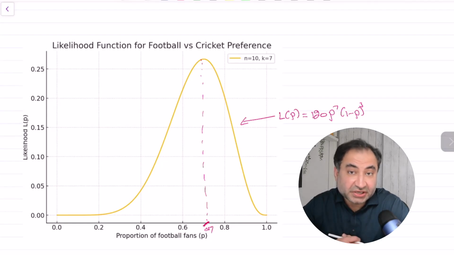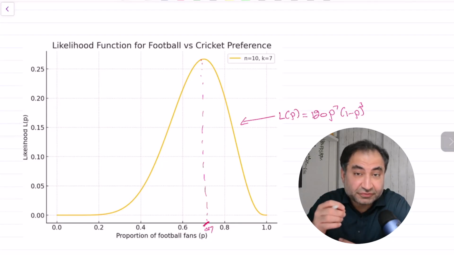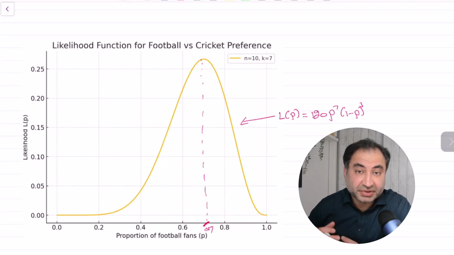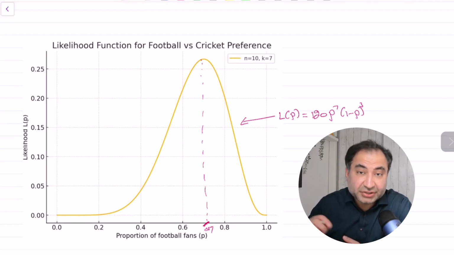However, in reality, we wouldn't need to plot this, because we use calculus. We take the derivative of the likelihood function, and that will give us the maximum value. Rather than maximizing the likelihood function, we maximize the log of the likelihood function. Now, why do we apply log?